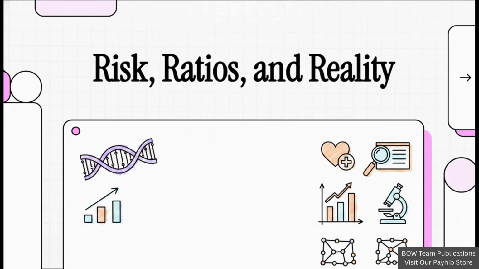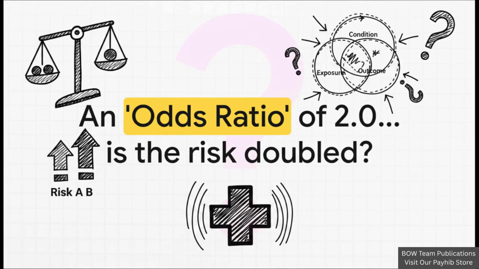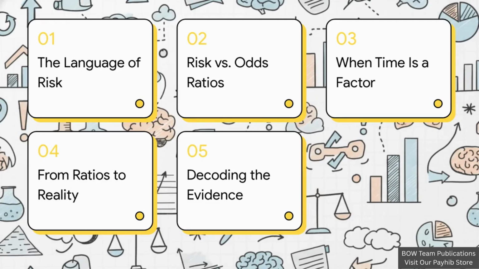mean for you. All right, let's just jump right in with a question that honestly trips up a lot of people, even people who read this stuff all the time. If you see an odds ratio of 2.0 in a study, does that just mean the risk is doubled? Simple question, right? Well, by the end of this, you're going to know exactly why the answer is a big fat "it depends." So, to figure that out, we're going to build up a kind of researcher's toolkit.